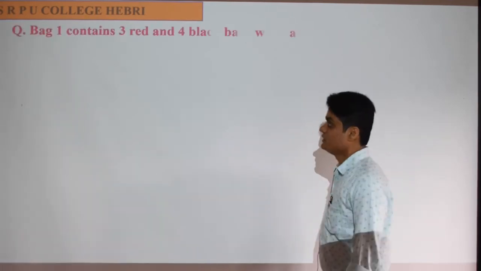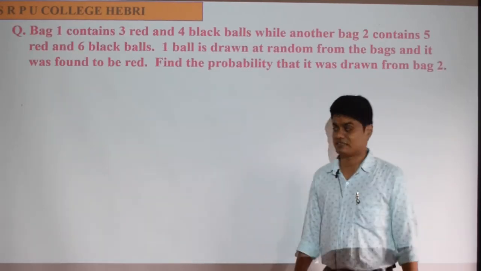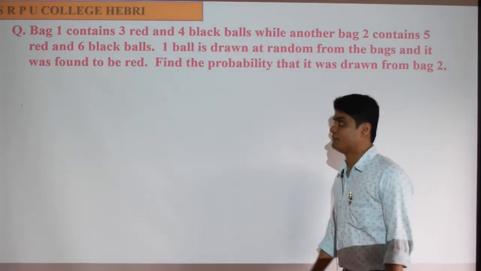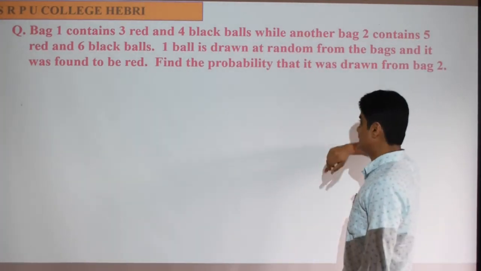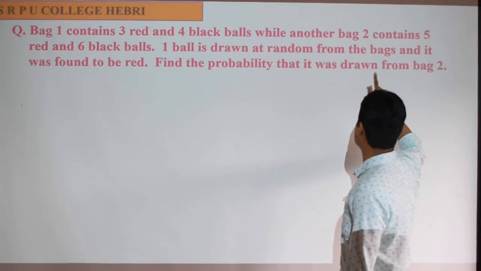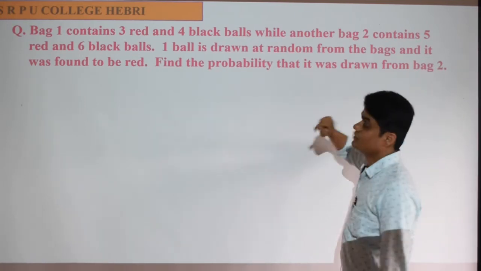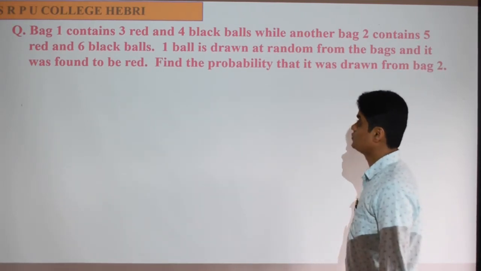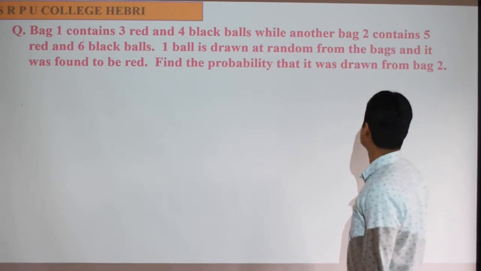Observe carefully. So today's first question from Bayes theorem is as follows: bag 1 contains 3 red and 4 black balls, while another bag, bag 2, contains 5 red and 6 black balls. One ball is drawn at random from the bag.